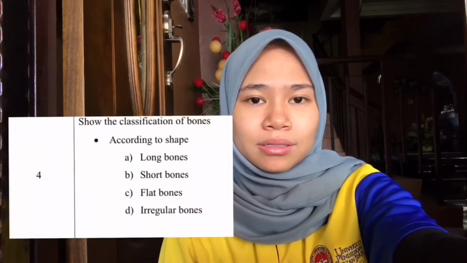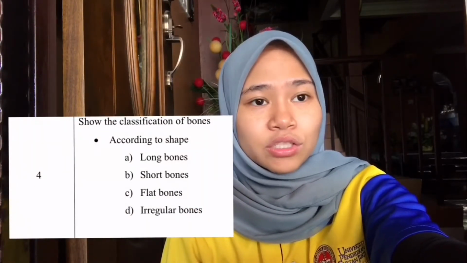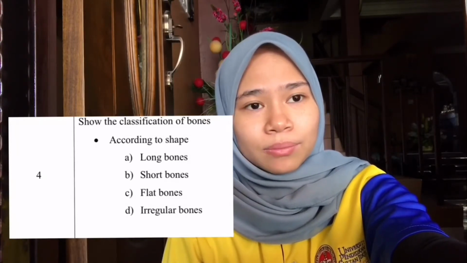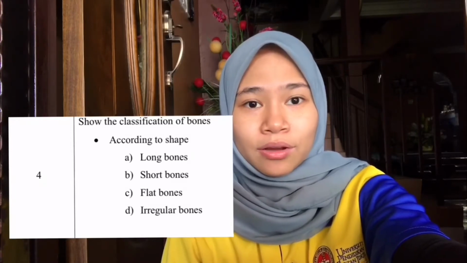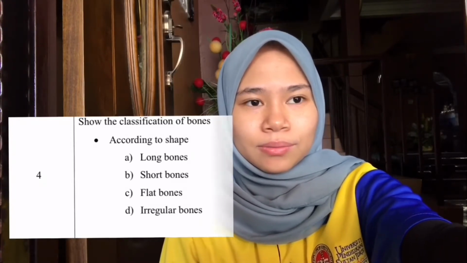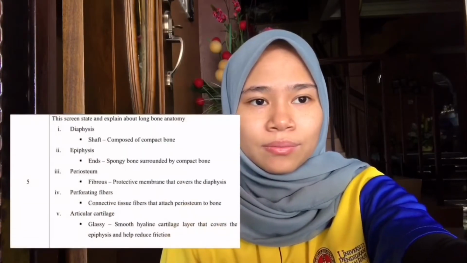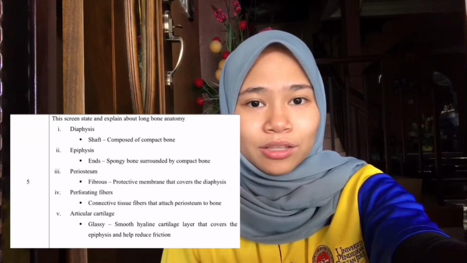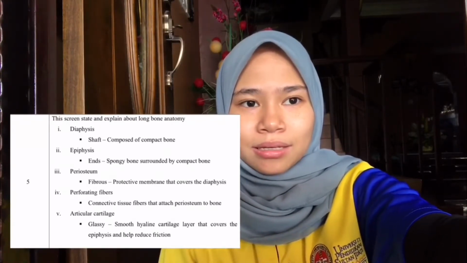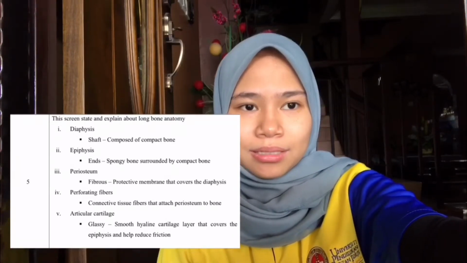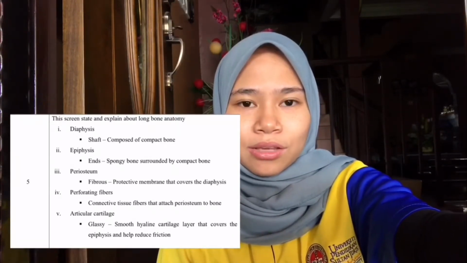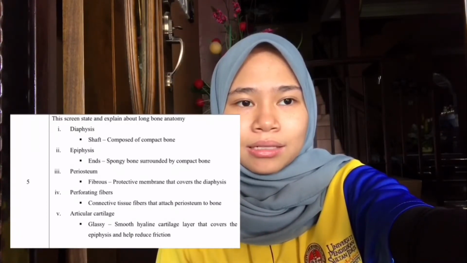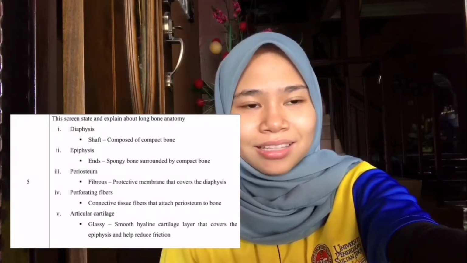Fourth screen. The fourth screen shows the classification of bone according to shape: long bone, short bone, flat bone, and irregular bones. Screen 5. The screen states and explains about long bone anatomy. First, diaphysis. Second, epiphysis. Third, periosteum. Fourth, perforating fibers. And lastly, articular cartilage.